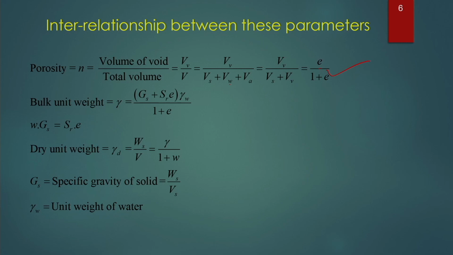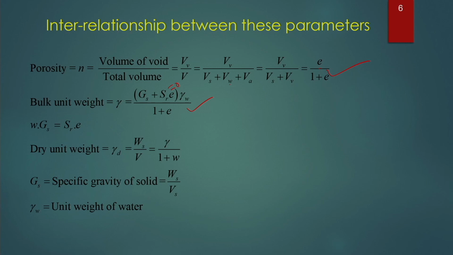Similarly, the bulk unit weight, degree of saturation, void ratio and the specific gravity of solid can be related with this equation. So, bulk unit weight gamma equals Gs plus Sr e, into gamma w, divided by 1 plus e. When the soil is fully dry, in that case Sr will be 0. So, if we put Sr equals 0 here, we will get gamma d equals Gs gamma w divided by 1 plus e.